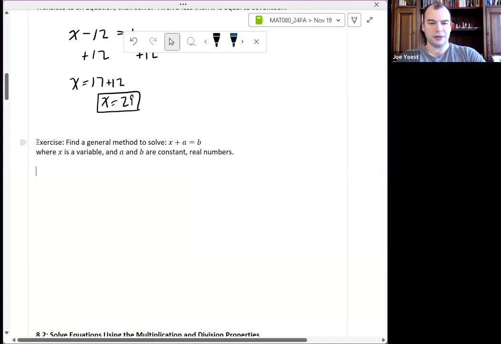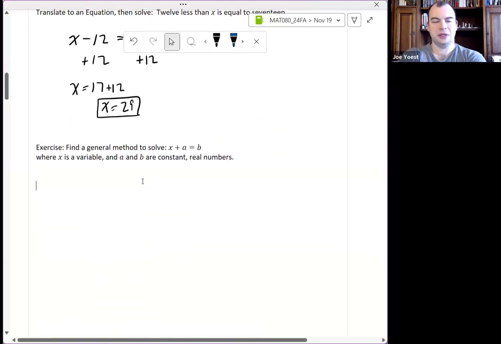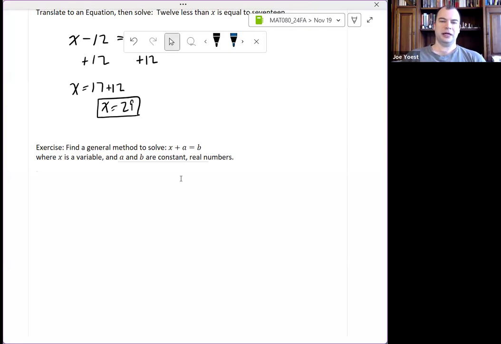Okay, to wrap up section 8.1, take maybe 30 seconds or so, take a look back at the couple of problems we did here, as well as the last class meeting notes, and try to find a general method to solve x plus a equals b, where x is a variable and a and b are constant real numbers. So take maybe 30 seconds or so, write down the solution, x equals what, in terms of a and b.